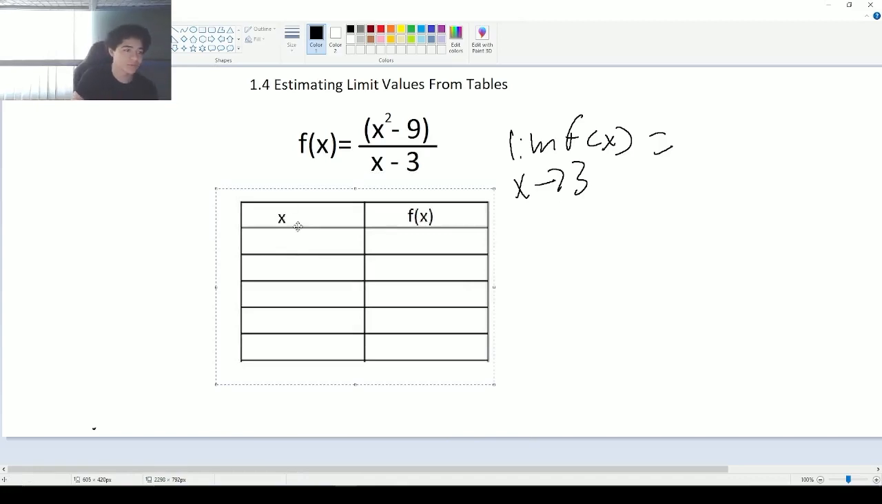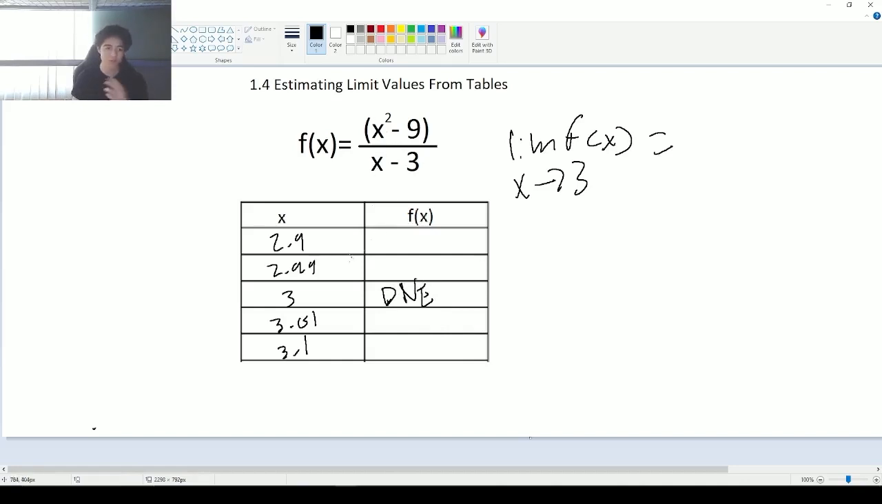So in this table, we'll put 2.9, 2.99, 3, 3.01, and 3.1. Because if you plug 3 into this equation, you'll get 0 over 0, and you can't do that. So that's why you have to put all of these into the table to get close to it. So f of 3 does not exist, right? Because you can't plug 3 into this equation.